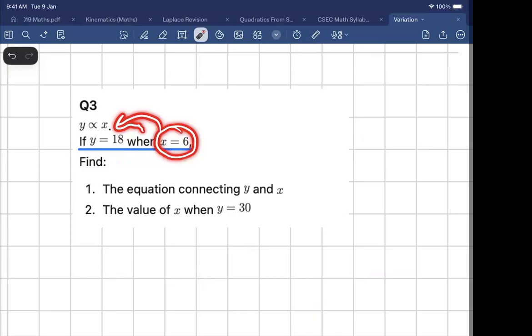So Nikolai, my equation would just be Y is equal to 3X, because whatever X is, I'll multiply by 3 to get Y. But I need to show you the full working now.